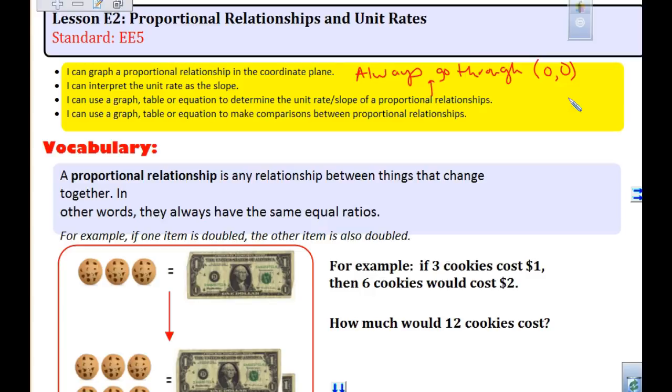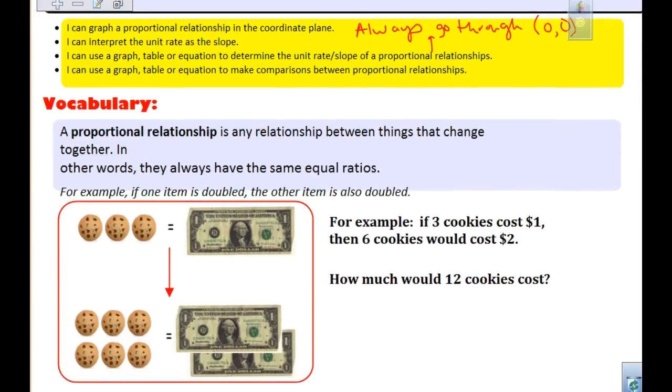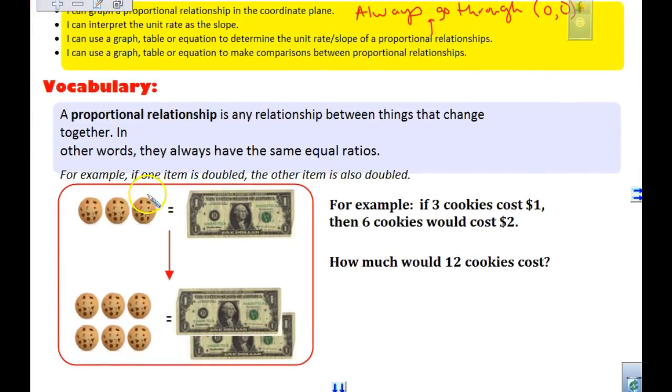Okay? So when we look at our vocabulary, Zach, would you please read? Proportional relationship is a relationship between things that change together. In other words, they always have the same equal ratios. So, keep going. For example, if one item is double, the other item is also double. So in this case, it tells us we have 3 cookies for $1, which means we'd have 6 cookies for $2.